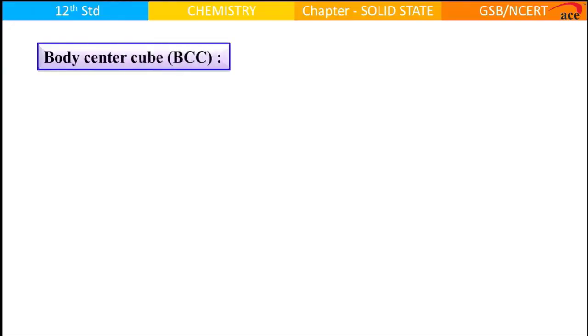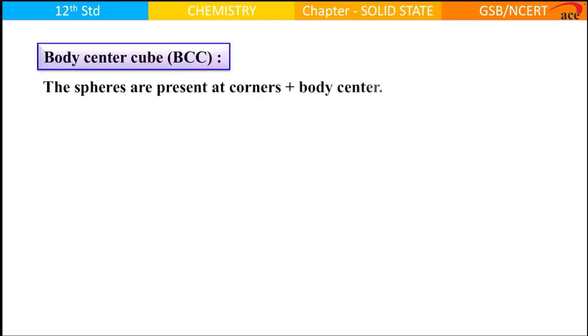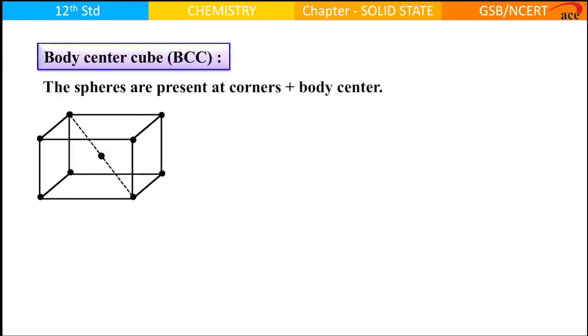The next one is the body centered cube. In a body centered cube, spheres are present at the corners and at the body center. Spheres are present at corners and body center. Remember that.